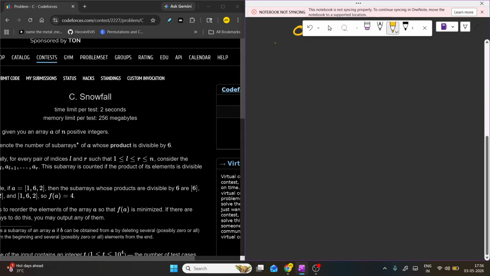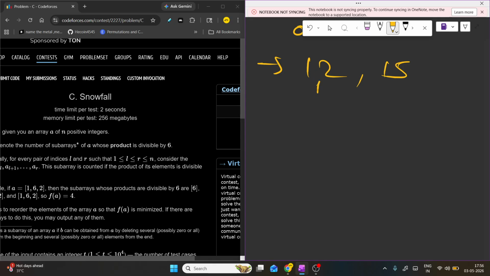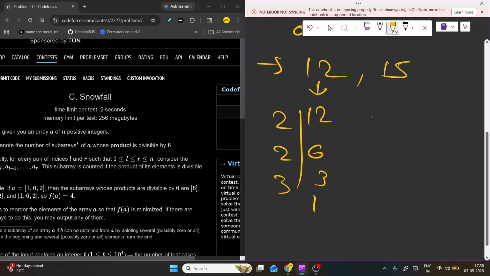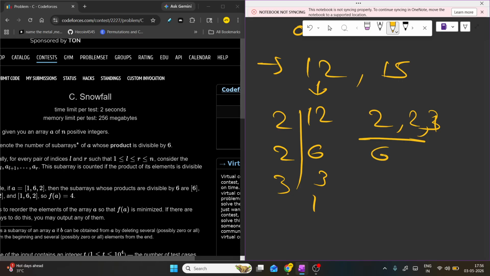For an example, let us take 12 and one more example, let's say 15. Firstly, let us take out the prime factorization of this. 12 would be 2 sixes are 12, and 3 ones are 3. So it consists of two 2s and one 3. If we want to make it divisible by 6, we know that it will be divisible if it consists of one 2 and one 3. So it consists of one 2 and one 3, and 6 will be able to divide 12 completely.